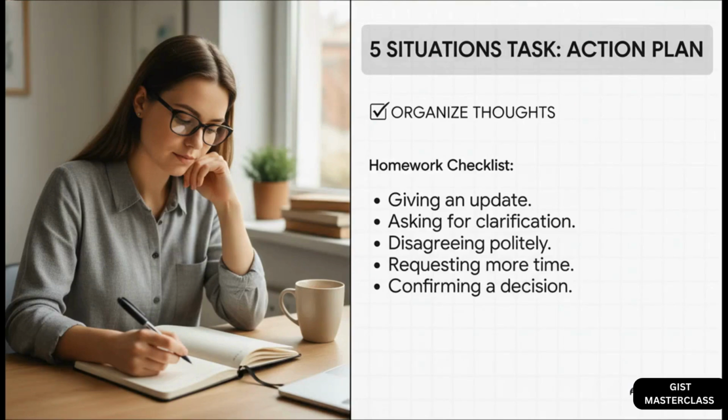So, here is your homework. The framework suggests focusing on these 5 super common work situations: giving an update, asking for clarification, disagreeing politely, requesting more time, and confirming a decision. Your task is to learn and practice 5 ready-to-go phrases for each of these scenarios. By doing this, we make English automatic for the moments we actually face at work every single day.